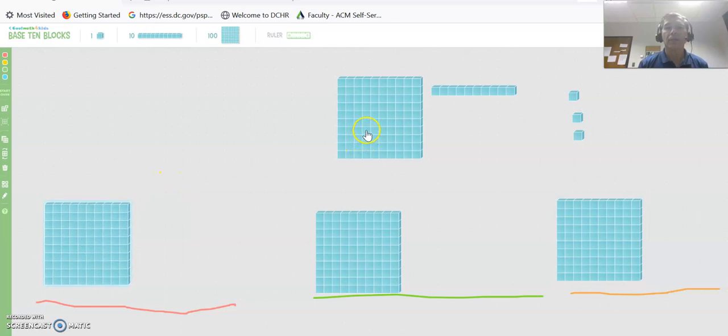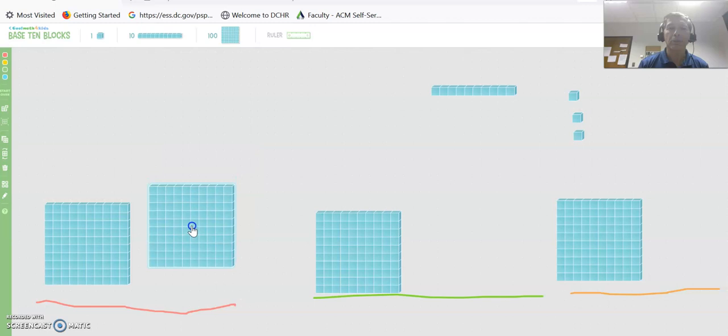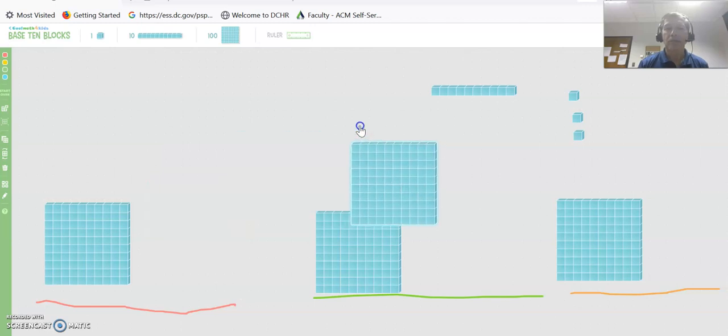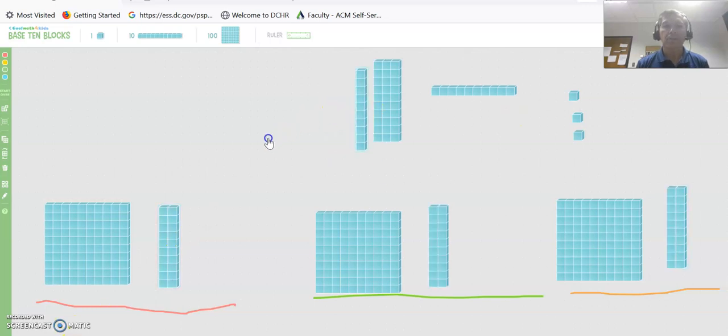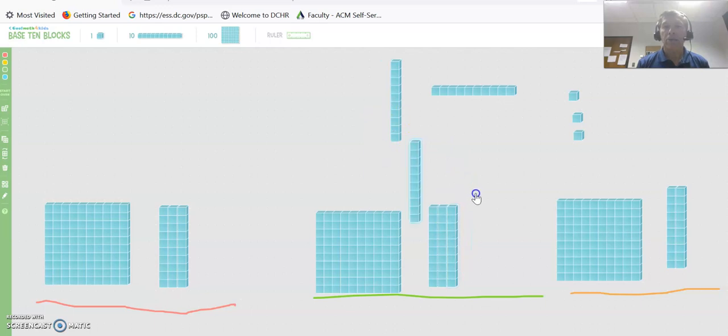Now, this 100, I can't just give to any one of these people because that's not fair. So what I have to do is break this up. I'm going to ungroup this block, and now I can give each person a 10. So I'll go ahead and do that while I pause this a second. I'm almost done giving each person a 10. And so you can see that each person now will have 10, 3 tens.